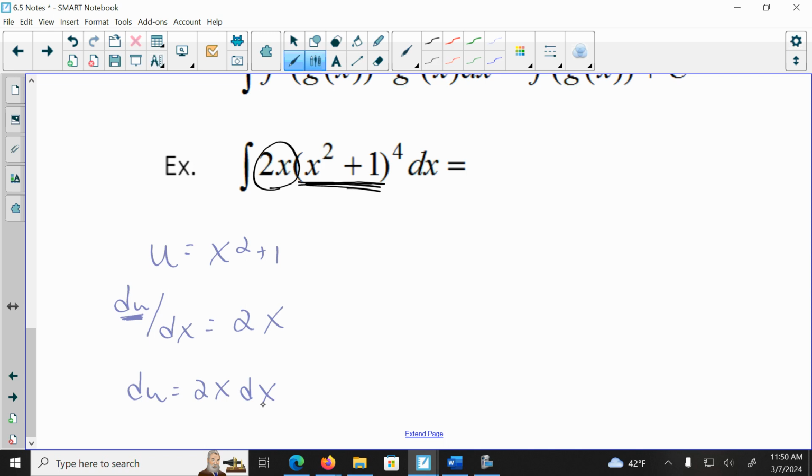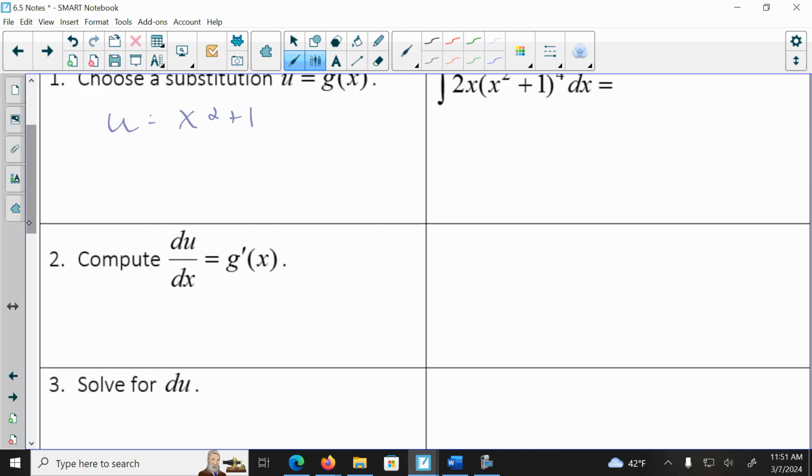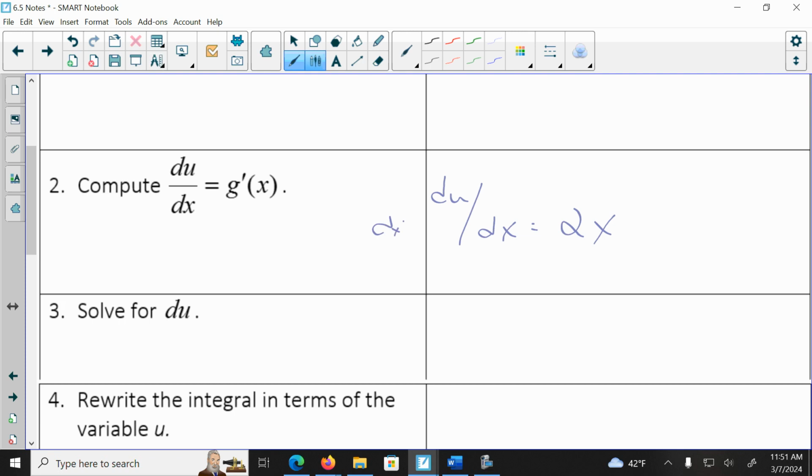Oh, and I should be filling this out in the table, and I'm not, am I? Yep, there's my table. So I said u is equal to x squared plus 1. Then when I take the derivative, du dx is equal to 2x, and when I solve for du, I'm multiplying both sides by dx. So du is equal to 2x dx.